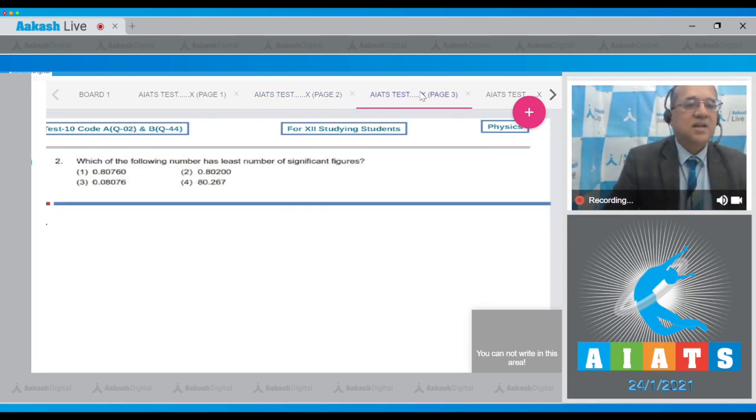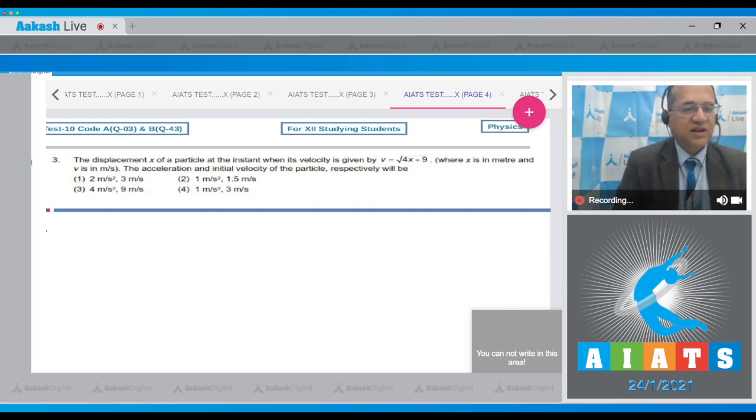The question number 2 says that which of the following number has the least number of significant figures? Now you have to follow the rules and see the 4 options. In the first case, all zeros are important after the decimal, in second also, but in third case, the first zero after decimal is not important. So in 1, 2 and 4, you find the 5 significant digits, whereas in case of 3, you have only 4 significant digits. Therefore, the least number is with the option number 3.